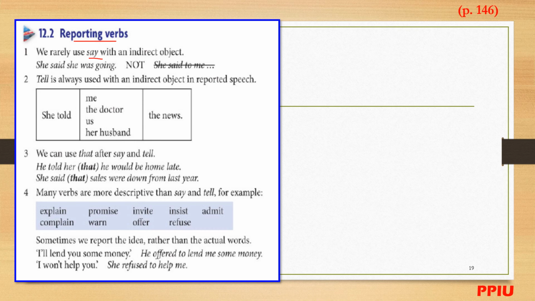Okay, tell is always used with an indirect object in reported speech. She told me the news. She told the doctor the news. She told us the news. She told her husband the news. Okay, so with an indirect object; this one we call an indirect object in here.